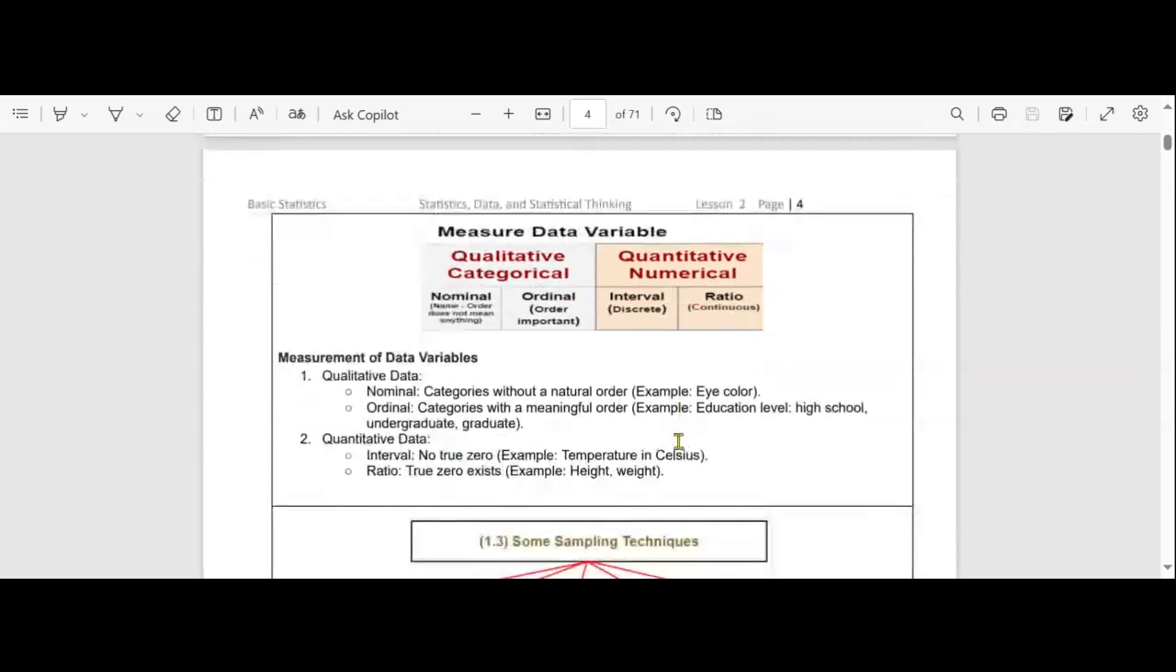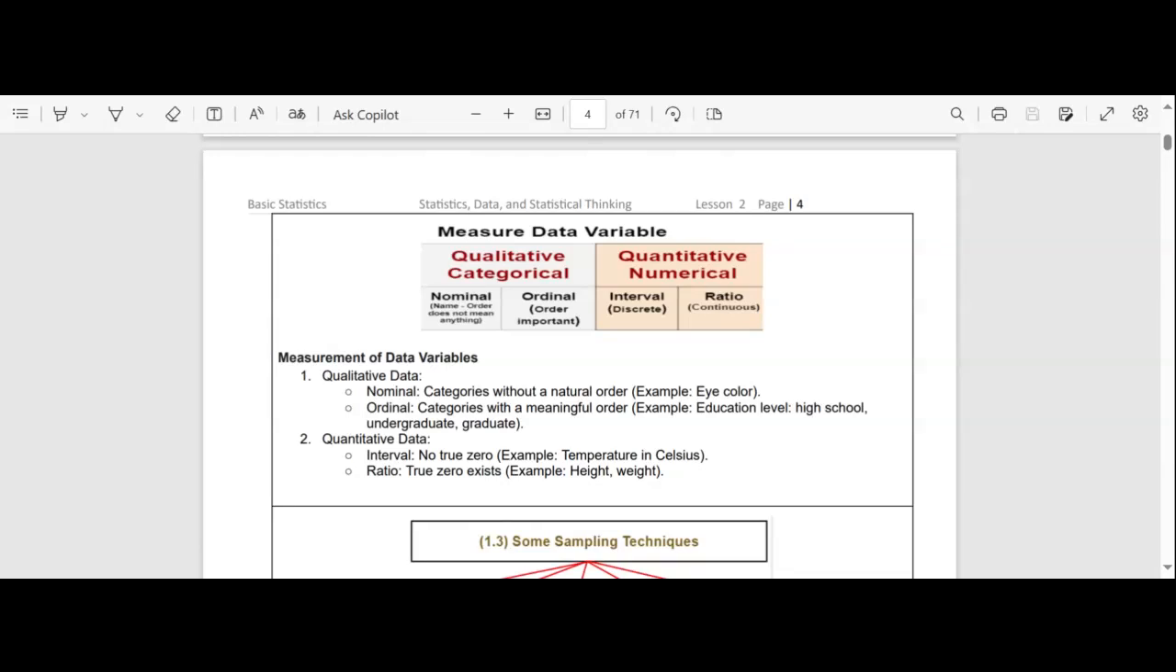Now we're going to go for measurement of data variables. We have two major types of data, and you have to remember this. One is called qualitative, but they name it categorical. So another name for it is categorical. And then the other type is called quantitative, and they name it numerical. Okay. In the categorical, there are two subcategories. One is called nominal, and the other one is ordinal.